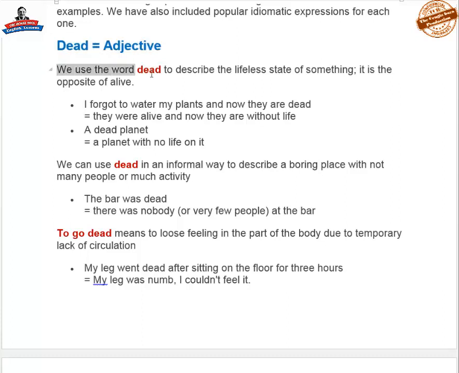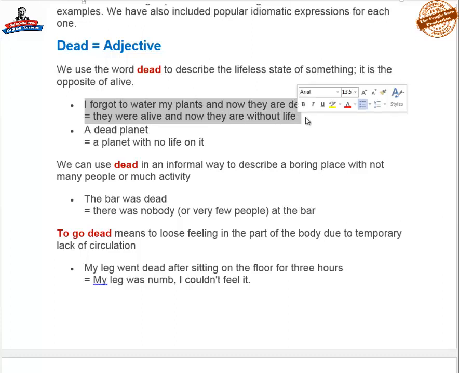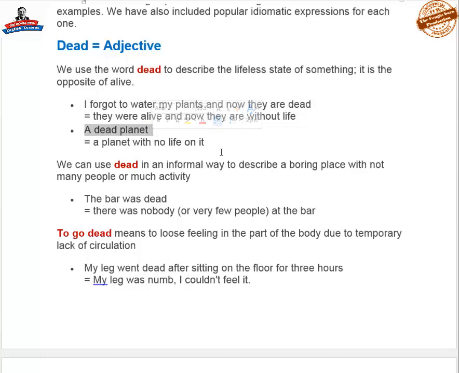We use the word dead to describe the lifeless state of something with no life. It is the opposite of alive. I forgot to water my plants, and now they are dead. They were alive, but now they are without life. A dead planet. A planet with no life on it.